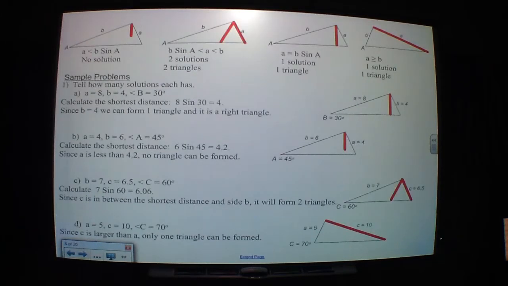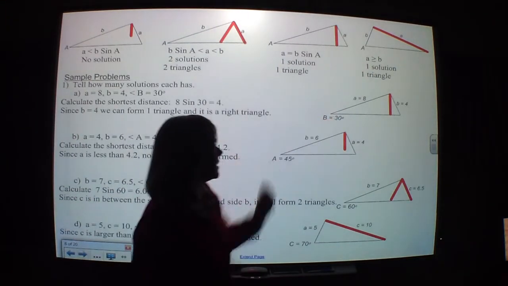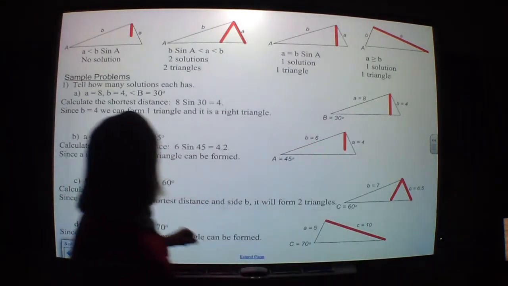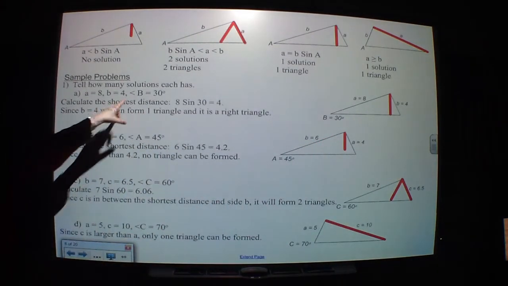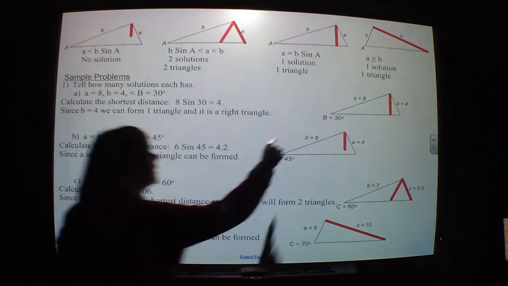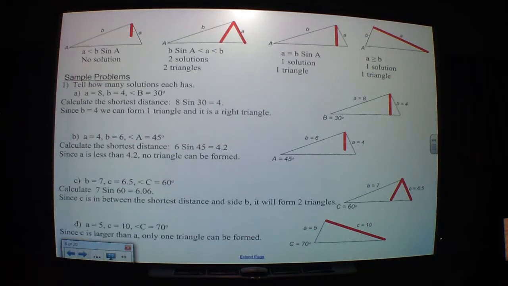So let's figure out how many solutions each has. I drew the triangle, and I always put the angle that I know here, whether it's A, B, or C, and then my opposite side, B, right there. Okay? So angle B is 30, side B is 4, and then this side is my other side, A, which is 8. Okay?